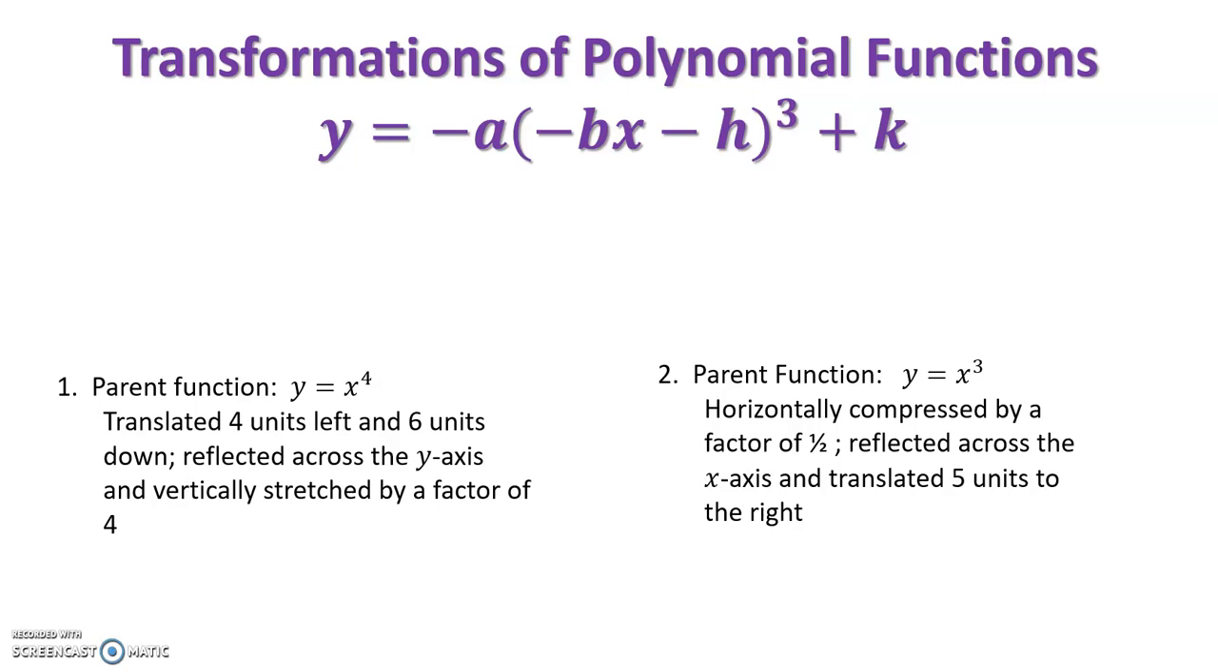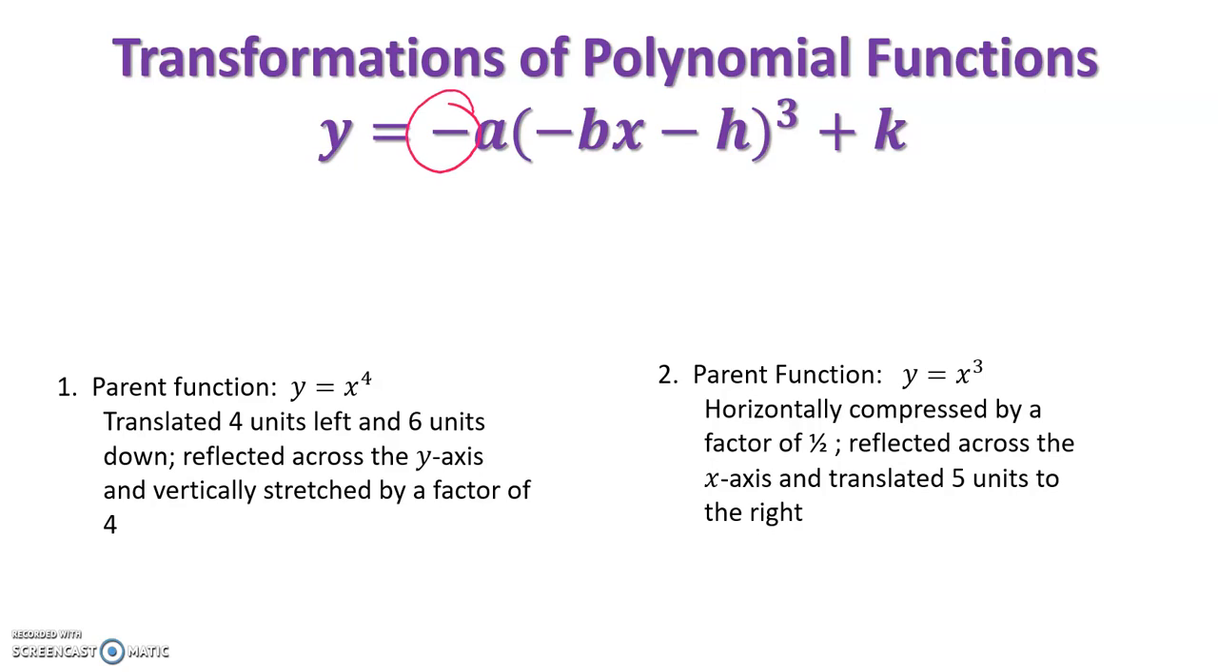This is looking at transformations of polynomial functions. This is the general form of the equation, and this exponent up here could be anything. It could be a 2, a 3, a 5, a 756. It all behaves in the same way. So let's have a look at what the negatives, the b's, the a's, the h's and the k's actually do and what they mean.